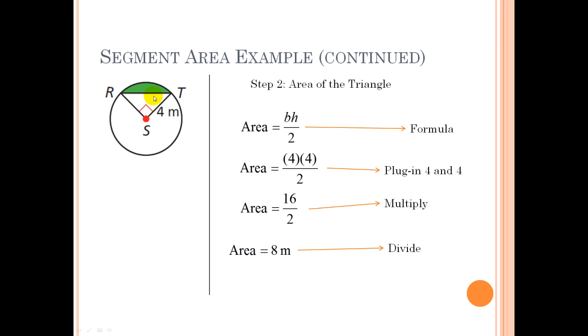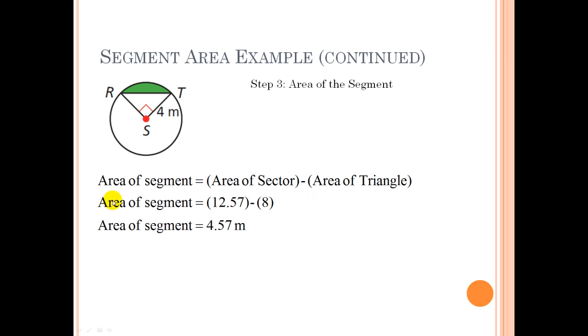I'm going to take that triangle and subtract it from that whole sector to find the area of the segment. So my formula again was area of the segment is area of the sector minus area of triangle. The area of my sector was 12.57. The area of my triangle was 8. Subtract those to get about 4.57 meters squared. That is that little green segment section there.